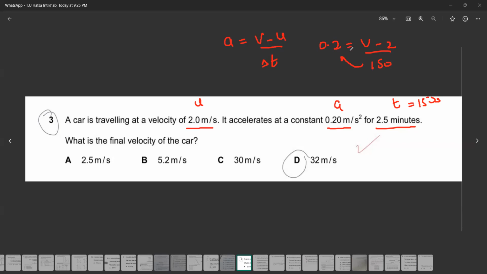So it will be 0.2 times 150, which is 30. So when you multiply this, you will get 30 is equal to V minus 2. And this 2 is subtracted, other side it will be added. So 30 plus 2 is equal to V, or we can say 32 is equal to V. So the final speed will be equal to 32 meter per second.